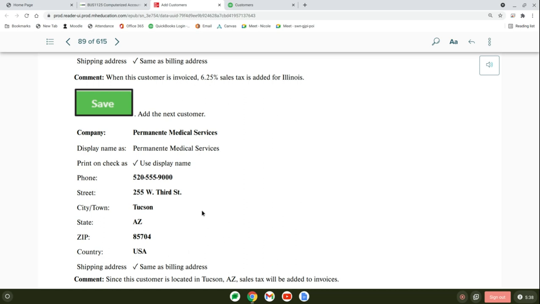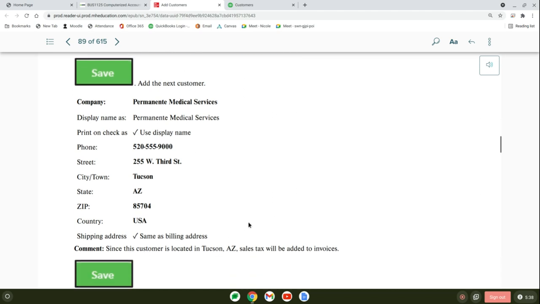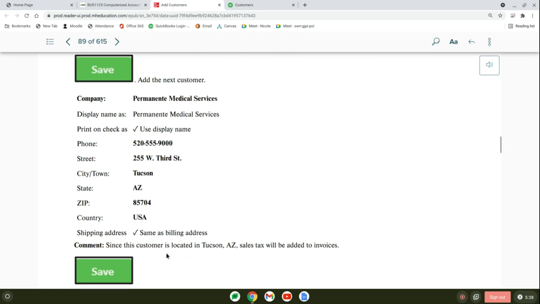Go back up to the telephone and make sure you input 520-555-9000. And then you're going to go to the third tab over. You should know where it is now, the tax info, and make sure that you have sales tax will be applied based on location.